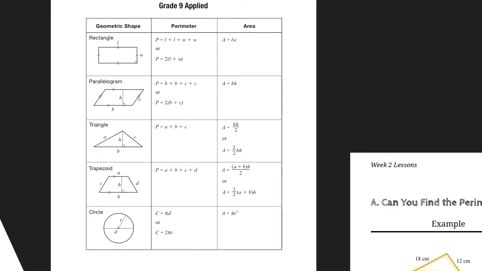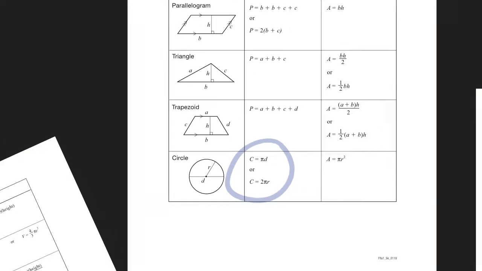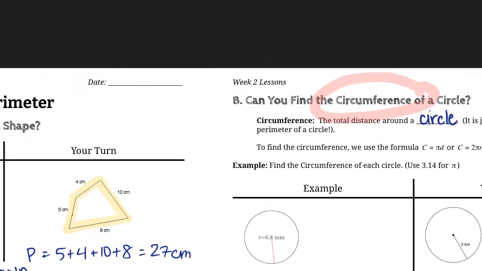But the one that is important, that's a little bit different, a little bit more difficult, are the formulas for the circumference of a circle, or the perimeter of a circle. We have two formulas here for the perimeter of a circle. C equals this funny symbol times D, or C equals 2 times that funny symbol times R. And maybe you've seen that funny symbol before.